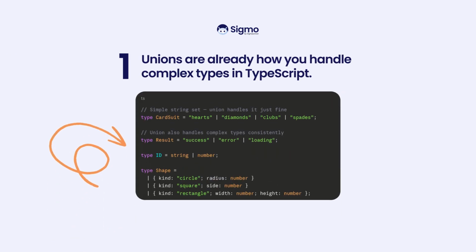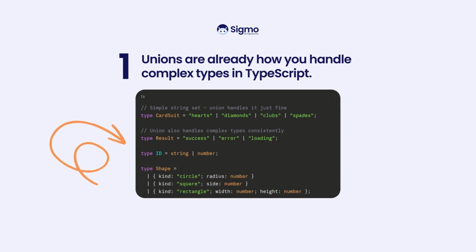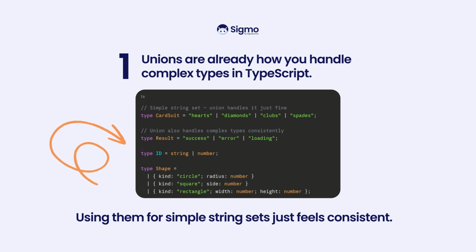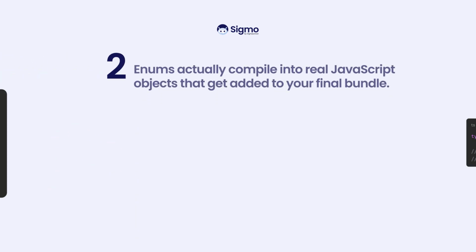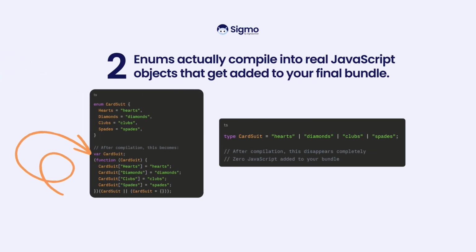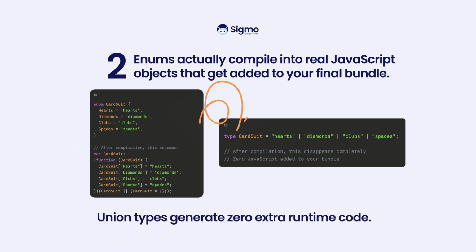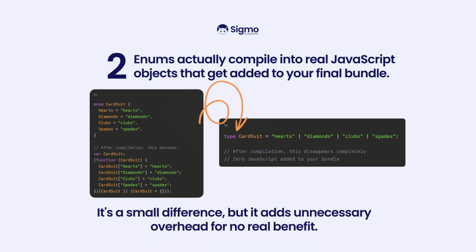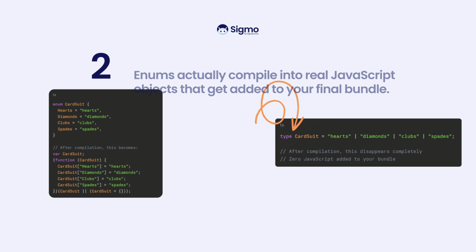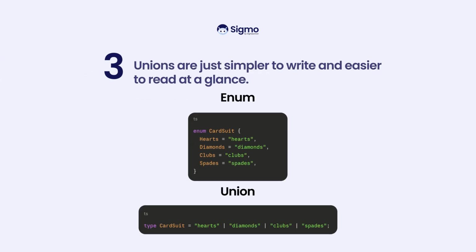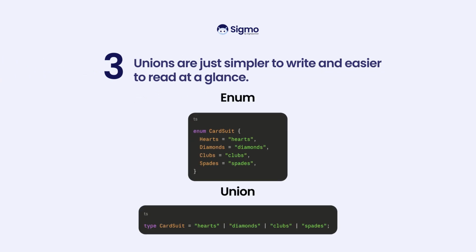My take: stick with unions almost every time, and here's why. First, unions are already how you handle complex types in TypeScript. Using them for simple string sets just feels consistent. You're not learning a new construct, you're using what you already know. Second, enums actually compile into real JavaScript objects that get added to your final bundle. Union types generate zero extra runtime code. It's a small difference, but it adds unnecessary overhead for no real benefit. Third, unions are just simpler to write and easier to read at a glance.